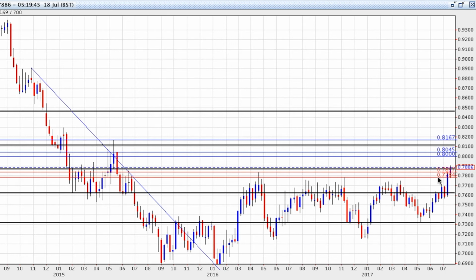But at the moment, even though the Aussie dollar is extended to the upside, the breakout is accelerating. If we have a look to further upside levels, we can start to look towards a psychological 80 level, and then above there 80.45 and 81.67.